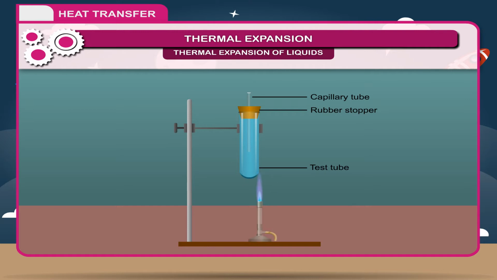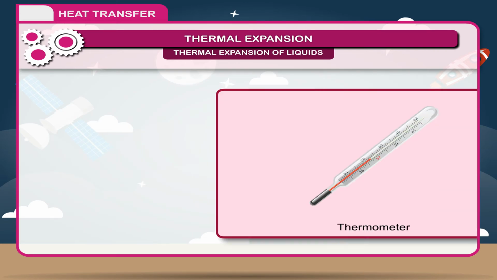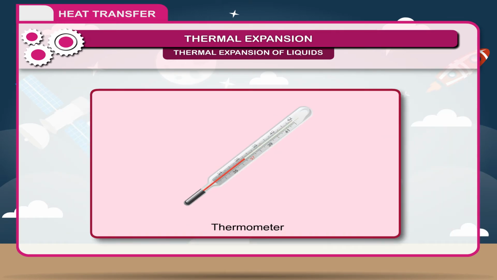Now, heat the test tube. You will notice that the water will rise further in the tube. This shows that liquid expands on heating. Example: the thermometer is one of the applications of thermal expansion of liquid.